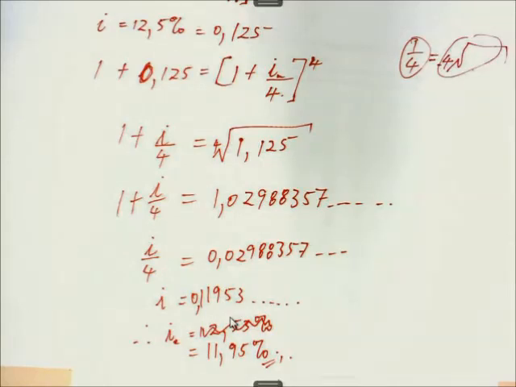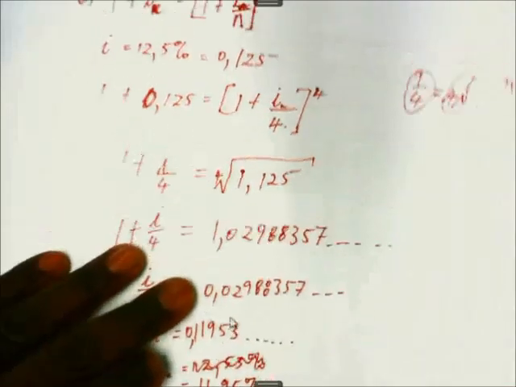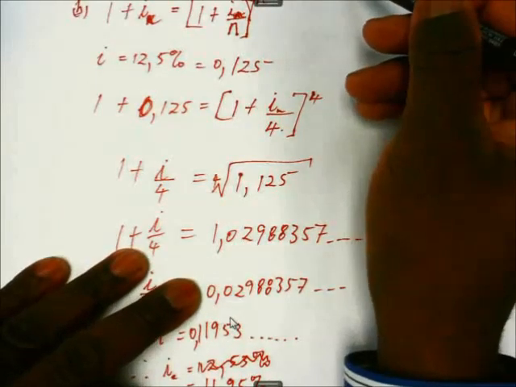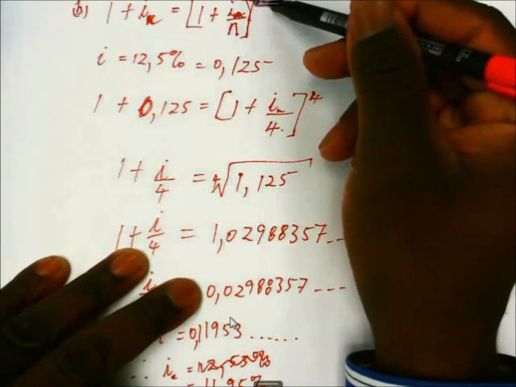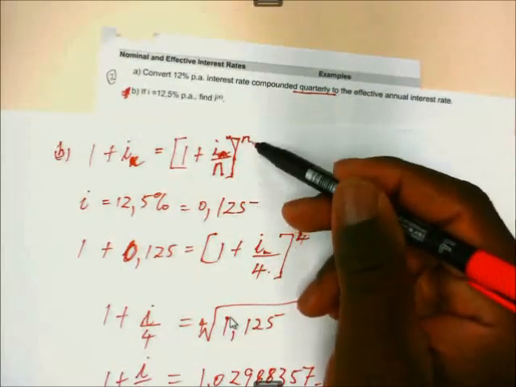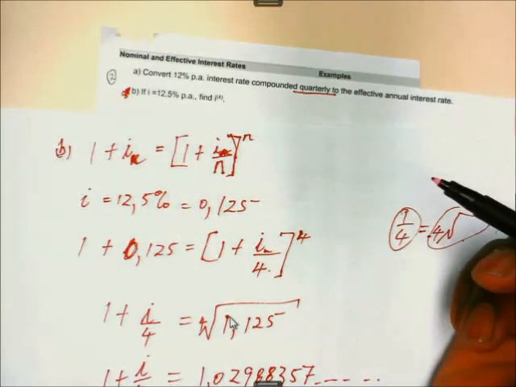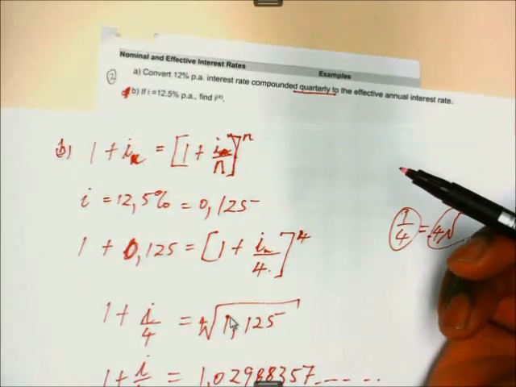Okay, guys. Now, with that note, it is important for you to check the condition again on this. If it says quarterly or half yearly, your N can change. Your N here will be determined by the condition on whether it's compounded half yearly or quarterly.